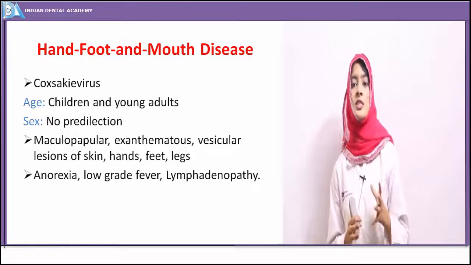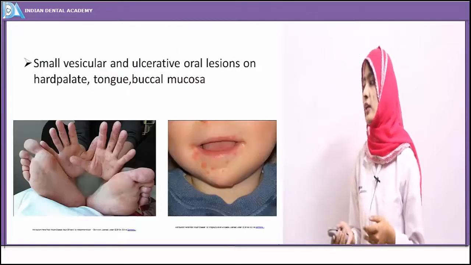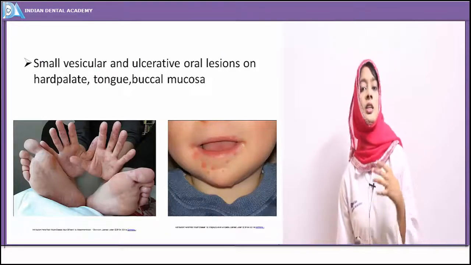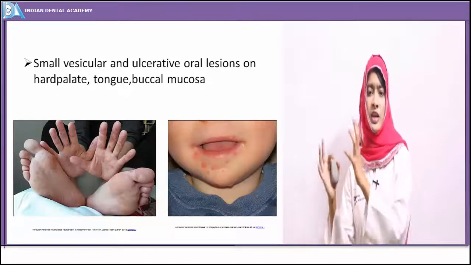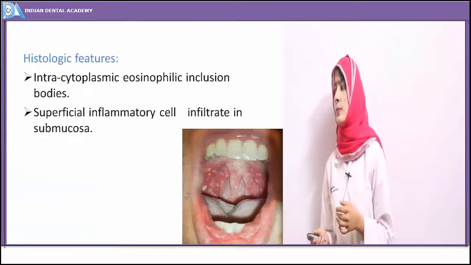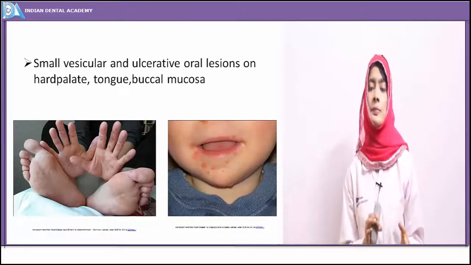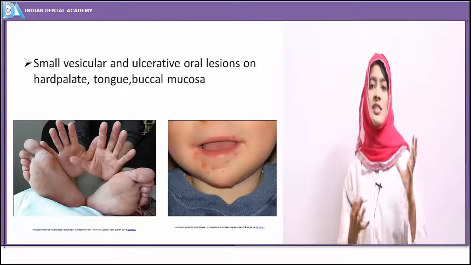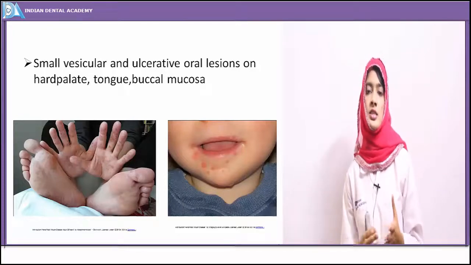So these vesicles are seen on the regions of hand, foot and mouth. In the oral cavity, whenever the vesicular or ulcerative lesions are seen, they are just very small in nature, isolated, or they may form groups of clusters on the oral mucosa or buccal mucosa. Tongue, buccal mucosa and hard palate are the commonest sites affected by this disease. Again, the vesicle appears the same as the other lesions seen.